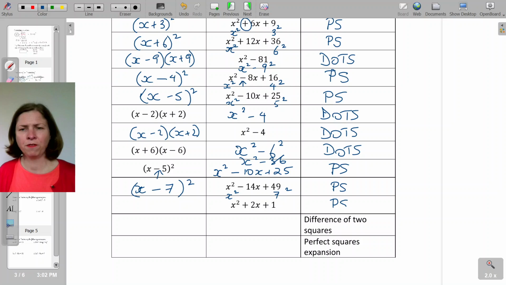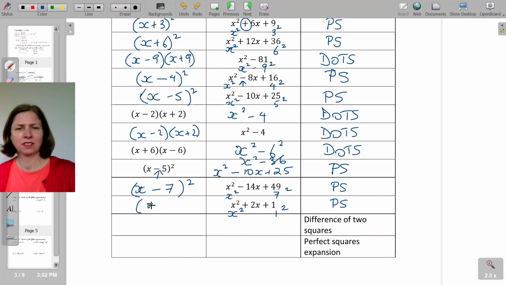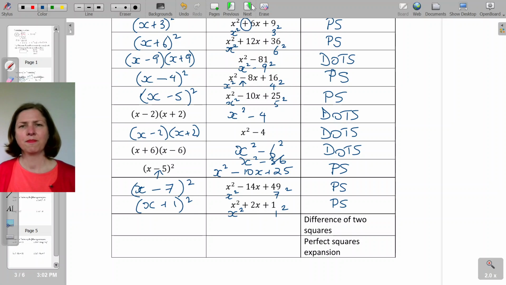Okay, one more perfect square, and I've got x squared plus 2x plus 1. So this is x squared, and this is 1 squared, and in the middle I've got 1 times x, which is x, doubled, which is 2x. So this is x plus 1 all squared. Okay, so hopefully you've checked your answers and you've gone okay.